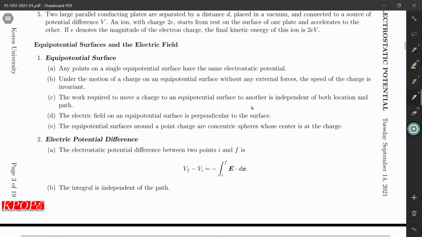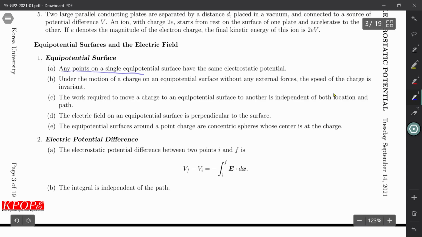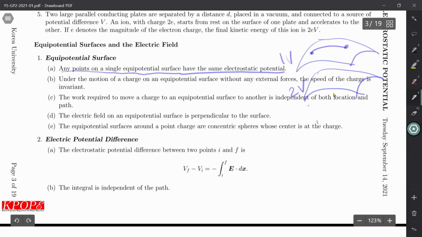Equipotential surfaces and electric field. Equipotential surface means any points on a single equipotential surface have the same electrostatic potential. V equals 1 volt, 2 volt, and so on. That means these two points have delta V equals 0. Any two points on the equipotential surface, the potential difference is 0.